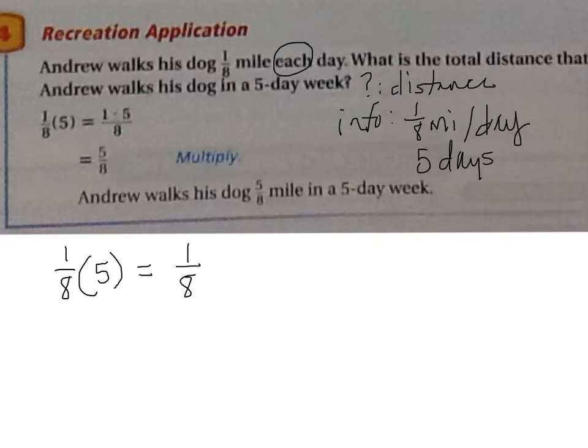1/8 times 5/1. Good. Check to cross simplify before you multiply. You cannot do it. 5 and 8 don't share anything. Multiply across the top, multiply across the bottom. Is it simplified? Yep. What do I have left?